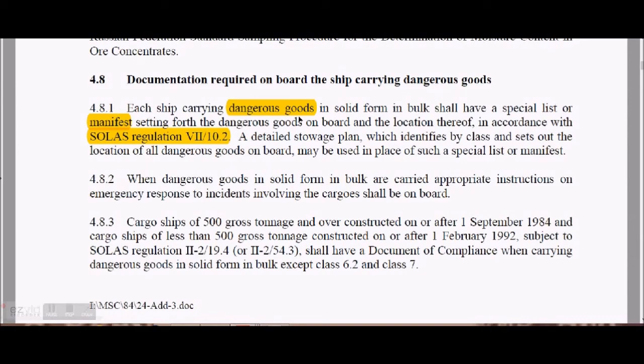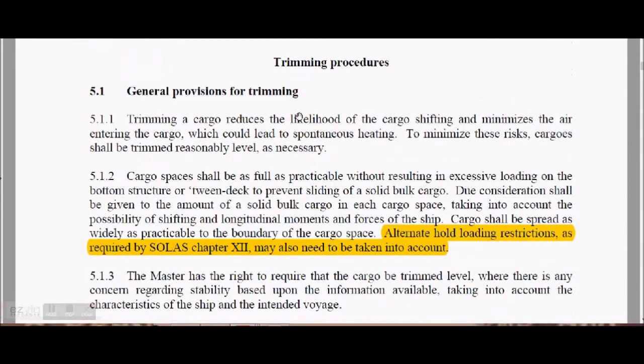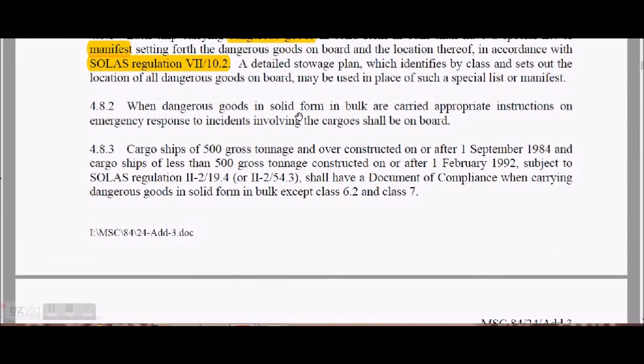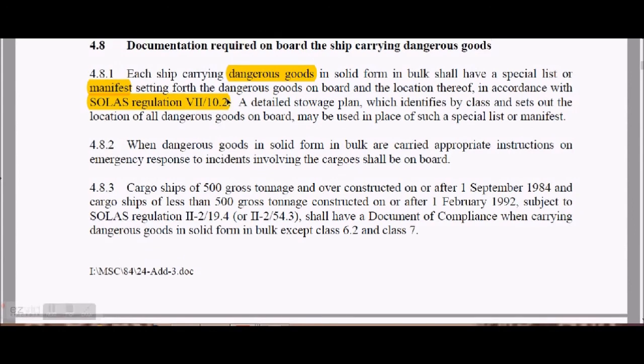This is SOLAS chapter 7 regulation 10.2. Each ship carrying dangerous goods in solid form in bulk shall have a special list or manifest setting forth the dangerous goods on board and the location thereof, in accordance with SOLAS chapter 7 regulation 10.2. So this is required for ships carrying dangerous goods in solid form in bulk.